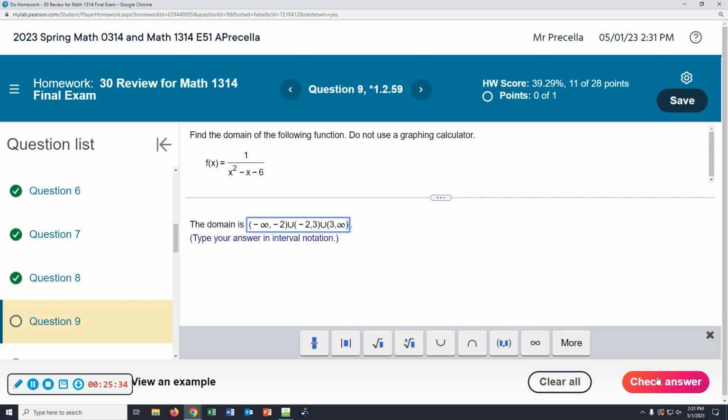Union. Parentheses, negative 2, comma 3, close parentheses, union, parentheses 3, comma, infinity, close parentheses. All of that just to say all numbers except negative 2 and 3.